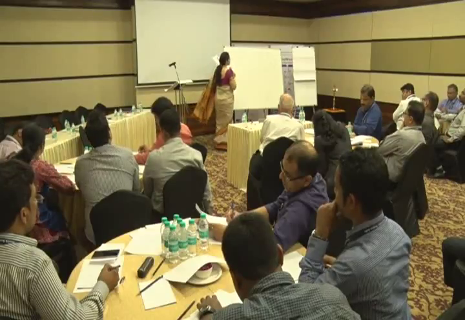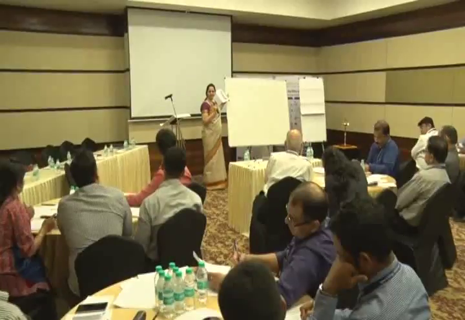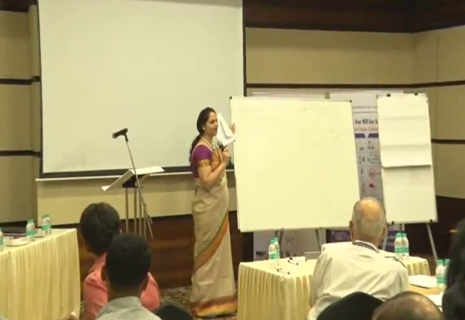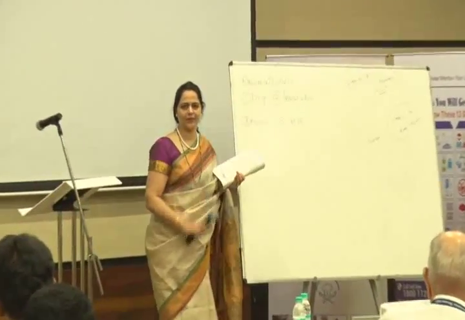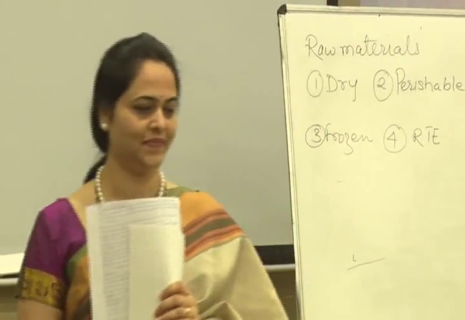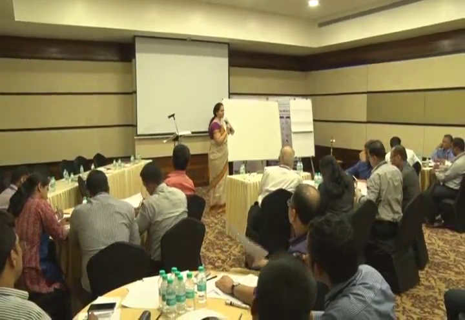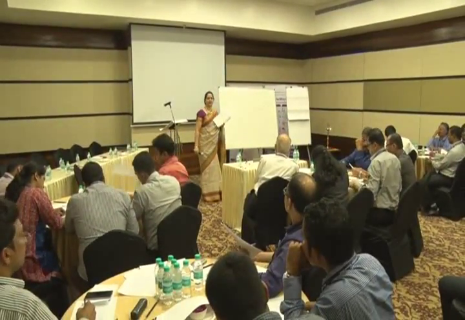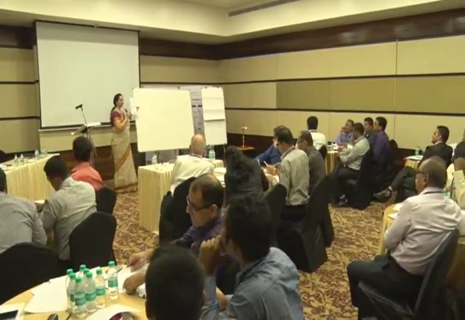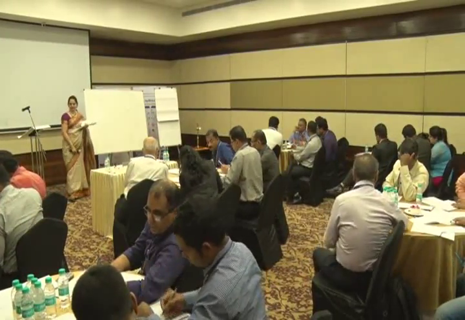We have to categorize these raw materials according to how we receive them. How do we receive these materials? Based on that, you have to categorize it. 5 minutes. We are not talking about how you store these raw materials. So, ma'am, we divide it into dry, perishable, frozen, and ready to eat. Yes, these are four categories. How do you receive it?